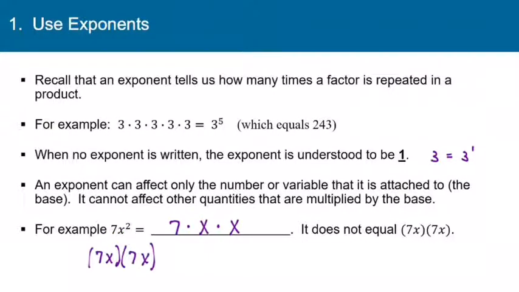If you did want an exponent to represent 7x times 7x, you'd have to keep the whole thing in parentheses and put the exponent on the parentheses. So you see in this case the 2 is the exponent and the base is everything in parentheses.